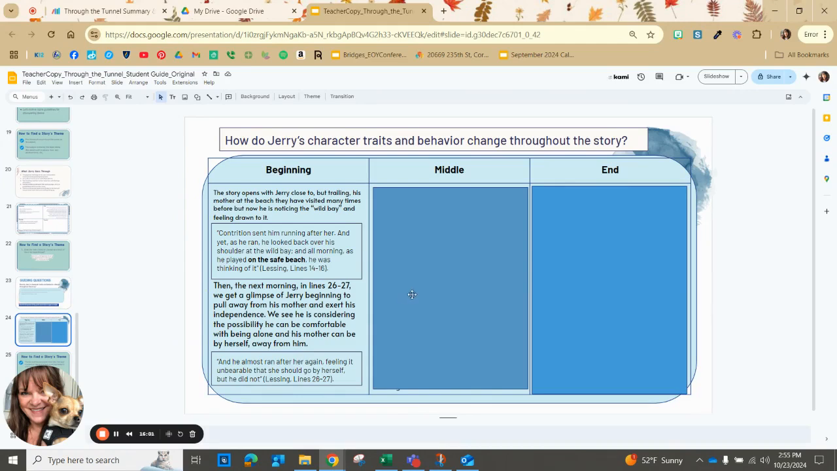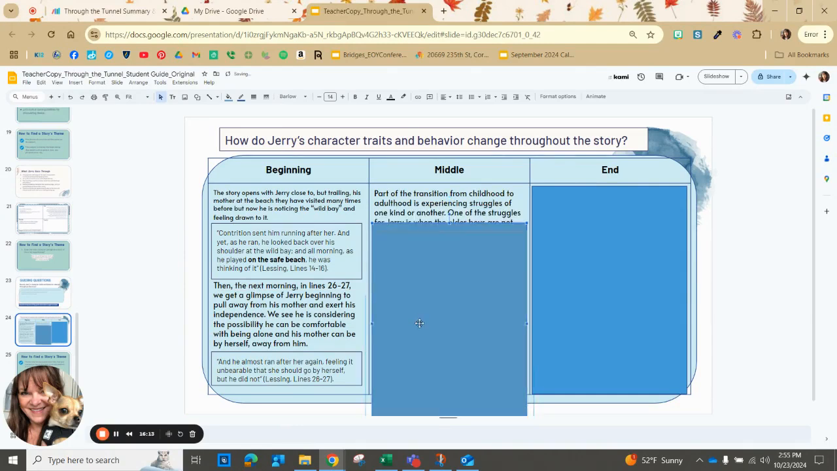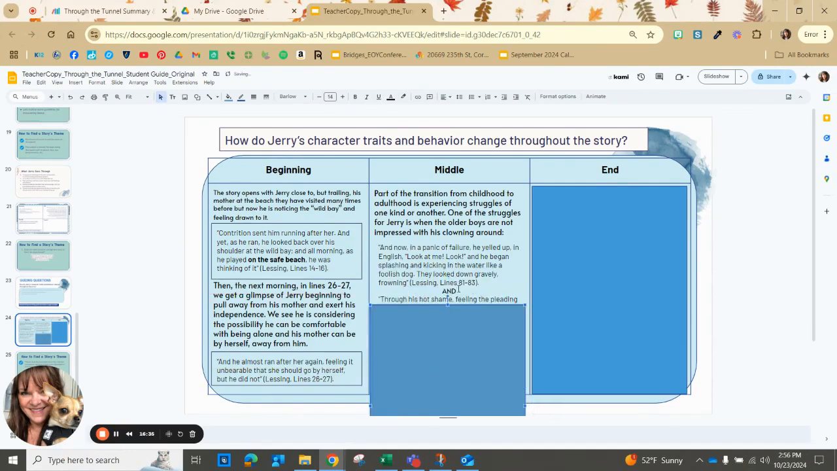All right. So then as we get into the story, is it technically the middle of the story? No, probably not. I don't know. But not at the very beginning of the story anyway. We see that part of the transition from childhood to adulthood, and I'm taking this from my own experiences, is experiencing struggles of one kind or another. One of the struggles for Jerry is when the older boys are not impressed with his clowning around. And I have that evidenced by lines 81 through 83.